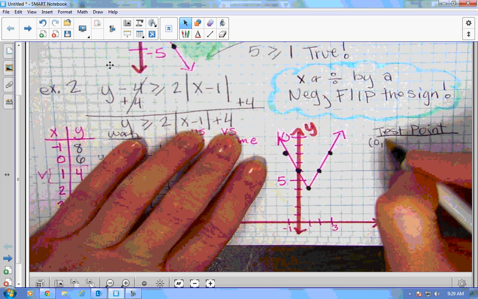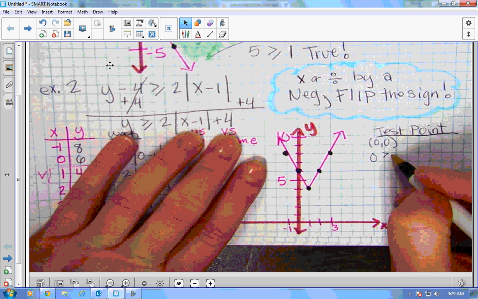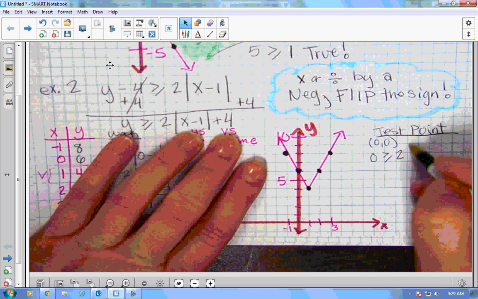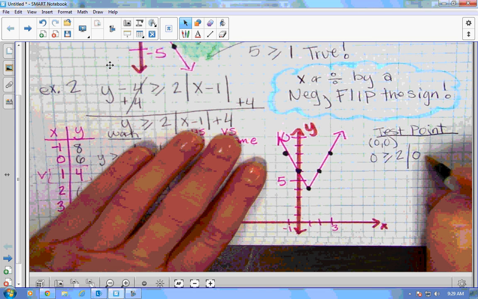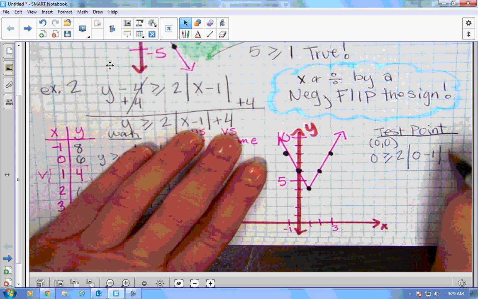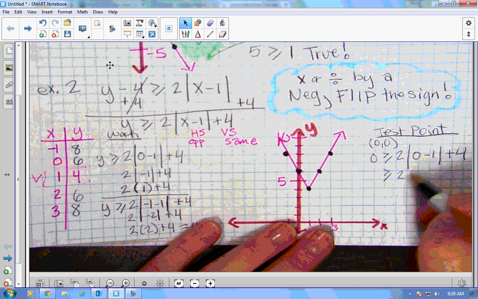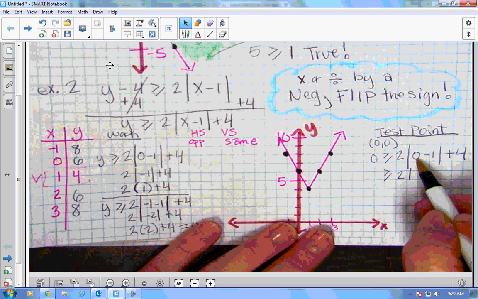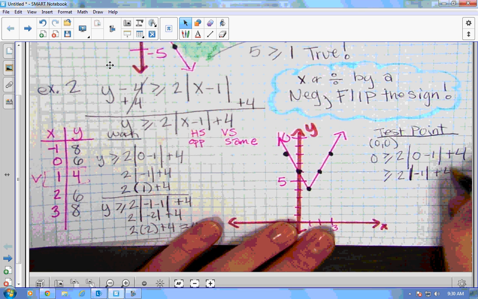I'm going to plug it in. So instead of y, I'm going to plug 0 is greater than or equal to 2 times the absolute value. Instead of x, I plug in 0, 0 minus 1, absolute value, close it up, plus 4. Using your Please Excuse My Dear Aunt Sally, let's do grouping first. 0 minus 1 is negative 1. Make sure your absolute value is nice and tall so they don't look like 1s, plus 4.